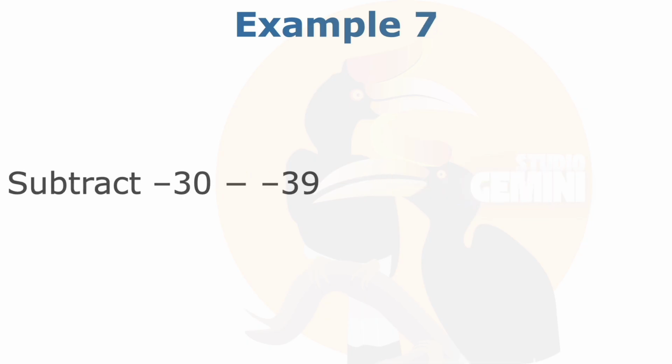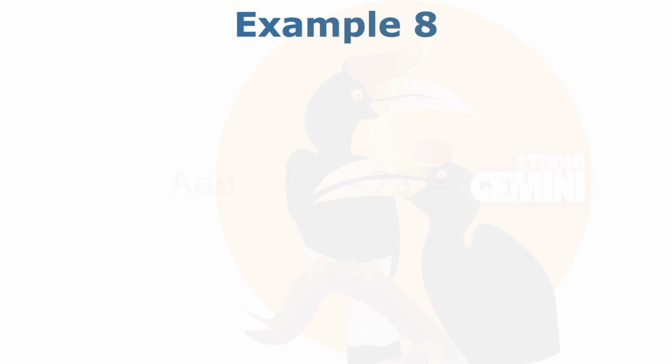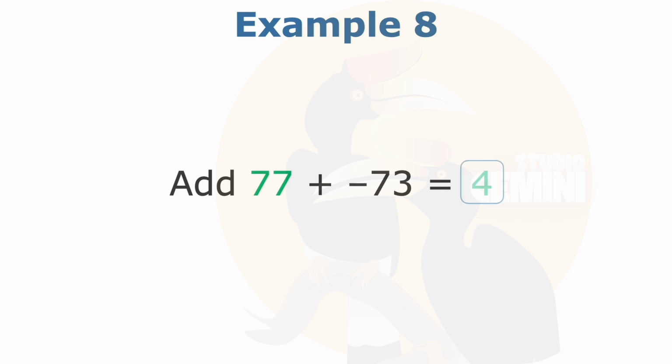For this example, we have negative 30 minus negative 39. When we rewrite this as an addition problem, it becomes negative 30 plus 39. Finding the difference of their absolute values gives us 9. And since 39 has a greater magnitude, the answer is positive 9. The final addition and subtraction problem is 77 plus negative 73. Finding the difference of their absolute values gives us 4. And since 77 has a greater magnitude, the sum is positive 4. Great work! Now let's learn about multiplying and dividing integers.